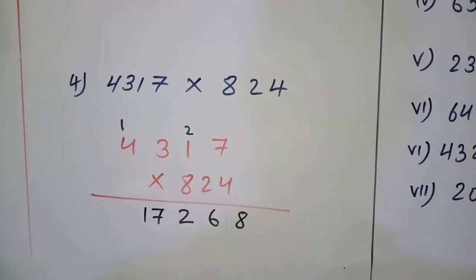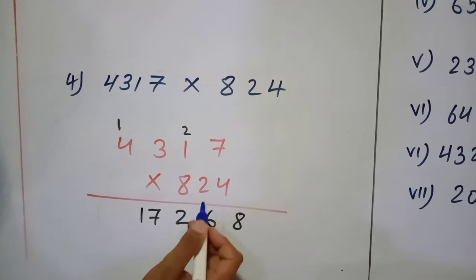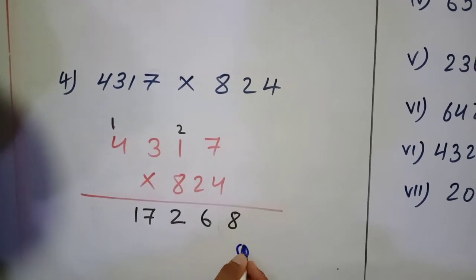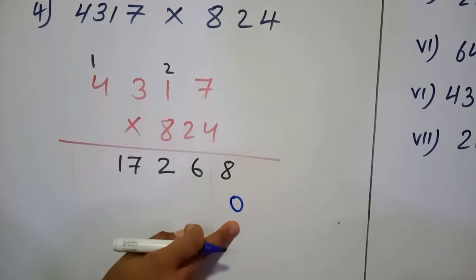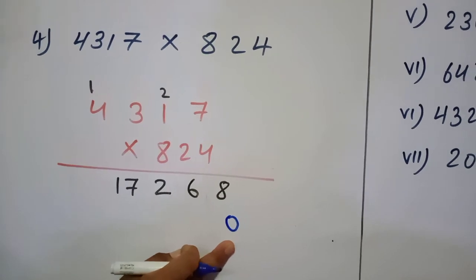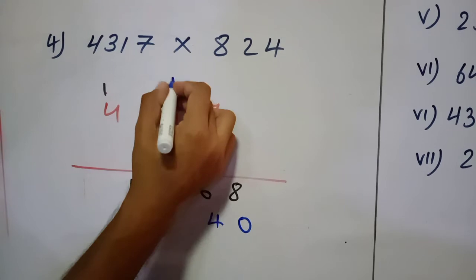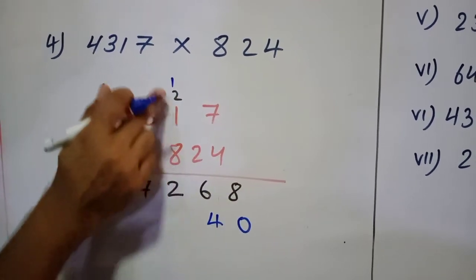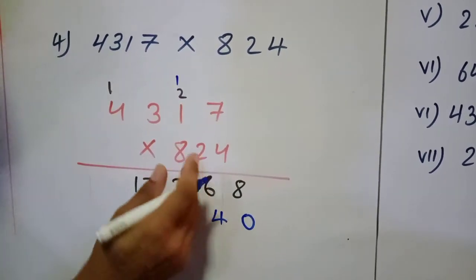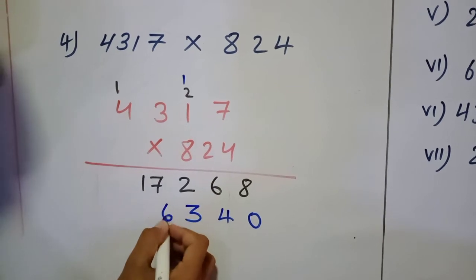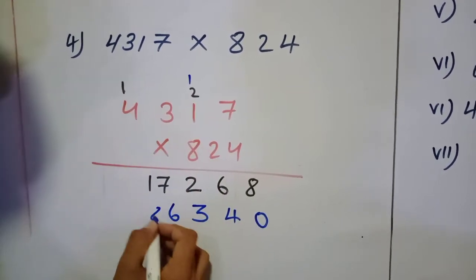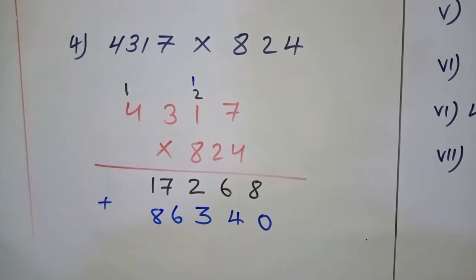Now start with the next number, that is at the tens place. So we start by putting 0 at the unit place. 2 7s are 14. 1 carry. 2 1s are 2 plus 1, 3. 2 3s are 6. 2 4s are 8. Put the sign of plus.